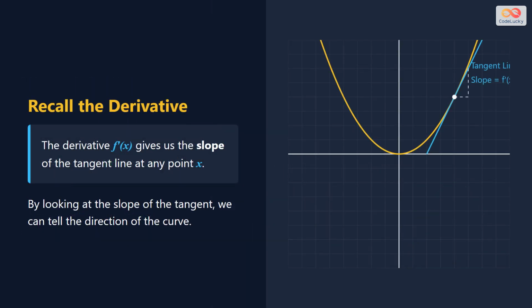Now recall what the derivative tells us. The derivative, f prime of x, represents the slope of the tangent line at any specific point. If we draw a tangent line, its steepness and direction give us the exact rate of change at that moment.